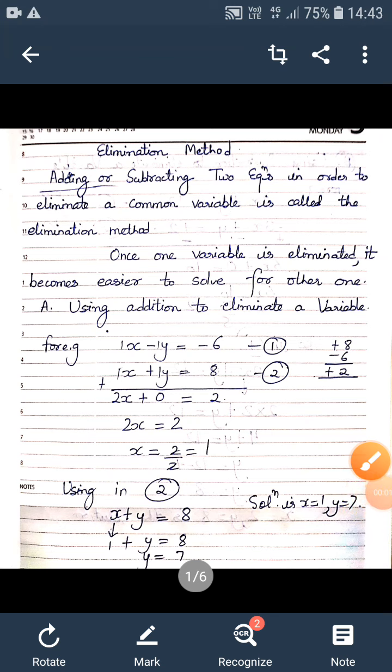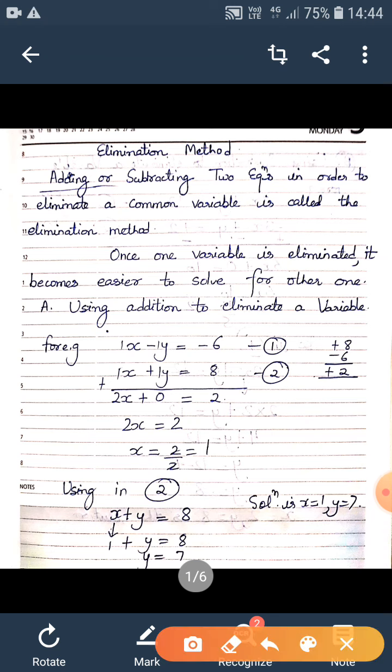Dear students, today we are going to study the elimination method to solve a system of pair of linear equations in two variables. What is the elimination method? It is that method when we add or subtract the two equations in order to eliminate or remove a common variable. That variable can be x also and it can be y also. It is called the elimination method.